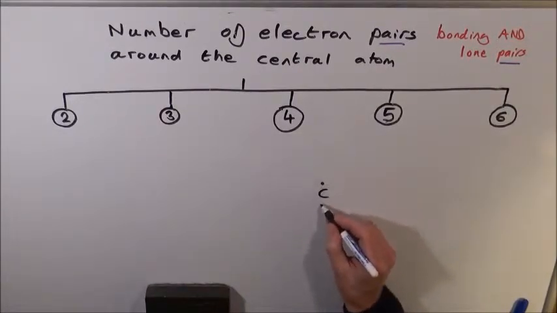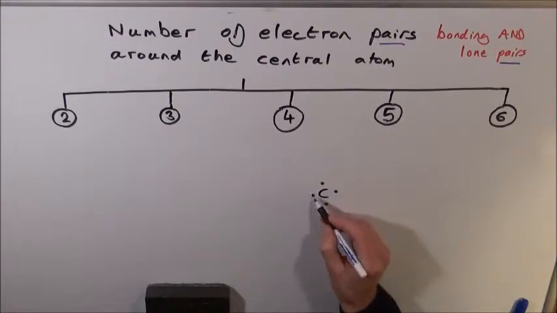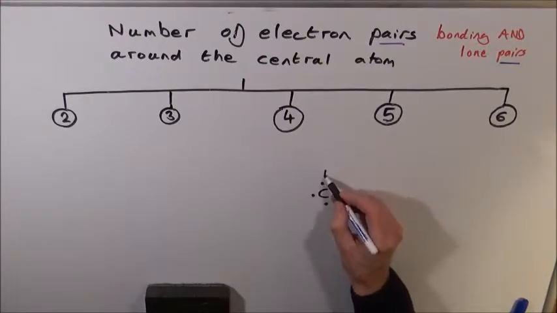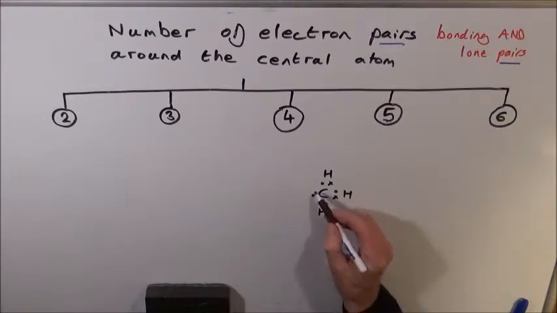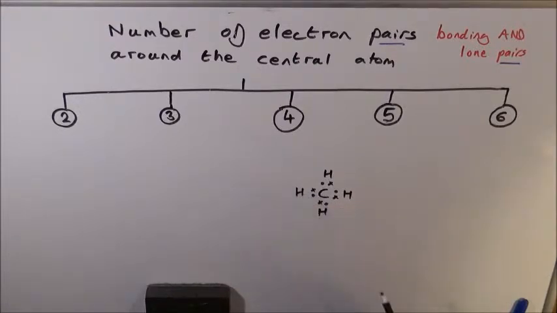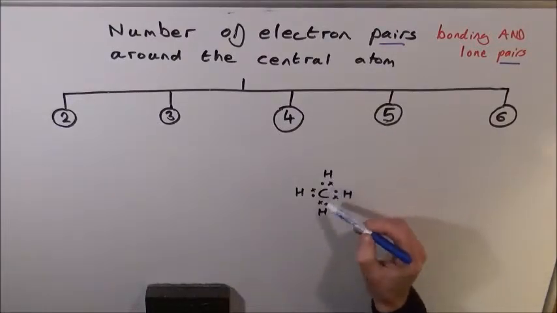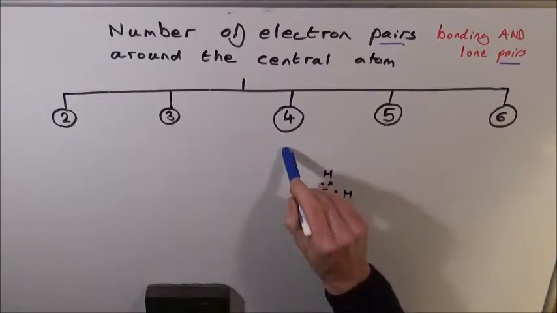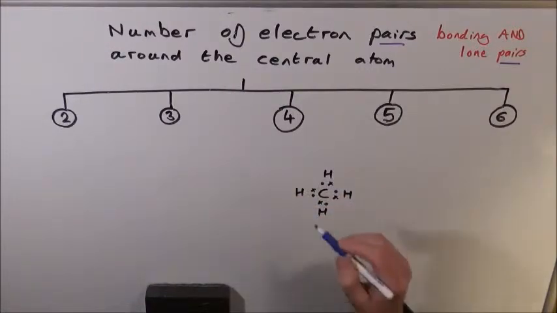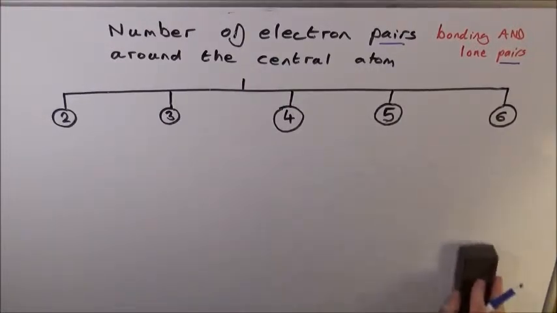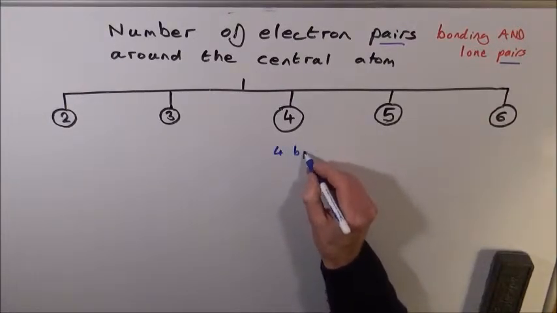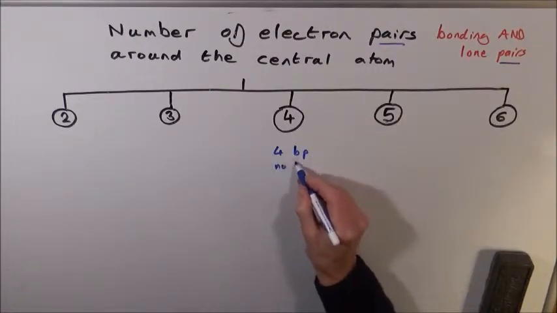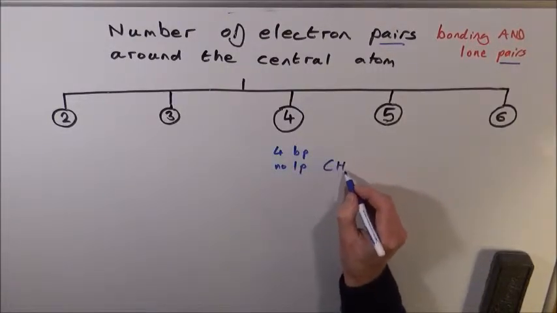So carbon of course comes with 4 electrons in its outer shell, and each one forms a covalent bond with a hydrogen atom. And so there are 4 bonding pairs of electrons and no lone pairs, so in total we've got 4 pairs of electrons, and so it's going to come down this column here. So for methane then, it's the example to remember when you have 4 bonding pairs, I'll just put BP, but no lone pairs, and that's CH4.